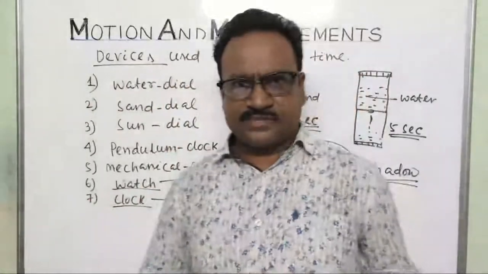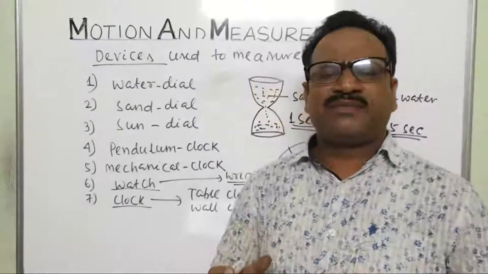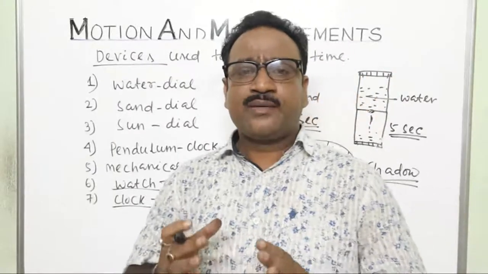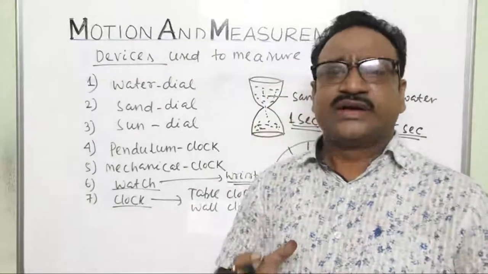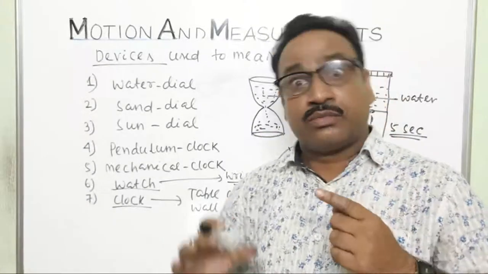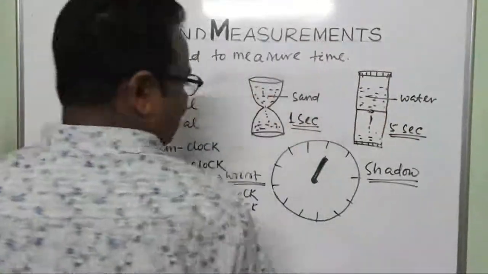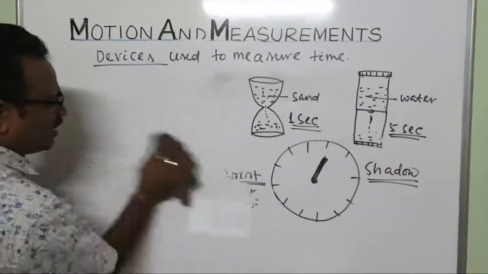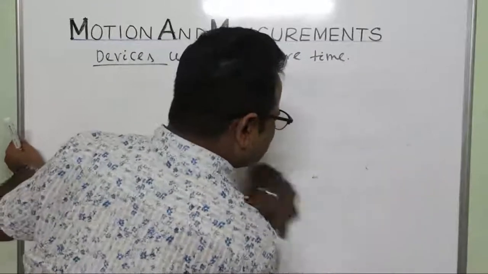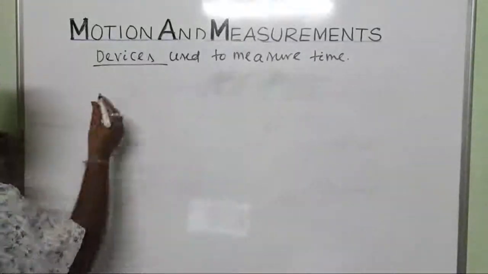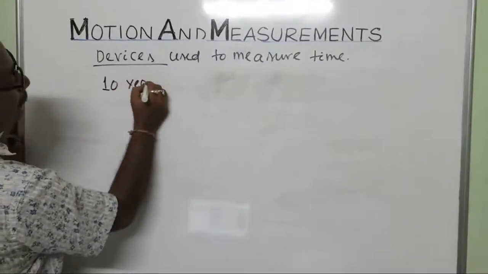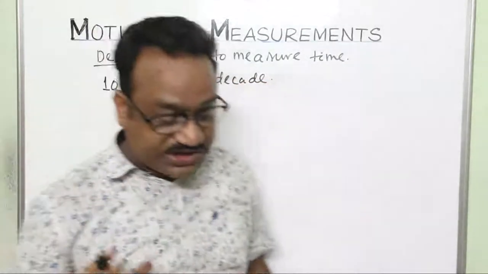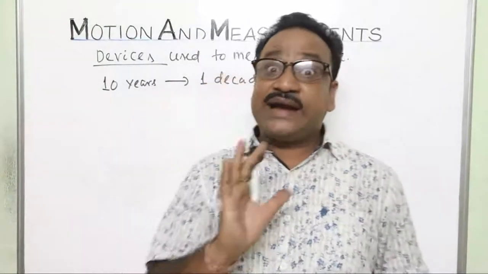Other than that, year is there. We have talked about second, minute, hour, day, week, month, year. More bigger units after year: 10 years. Let's talk about more bigger units. 10 years, 20 years. One decade is 10 years. Yes, one decade, 10 years.